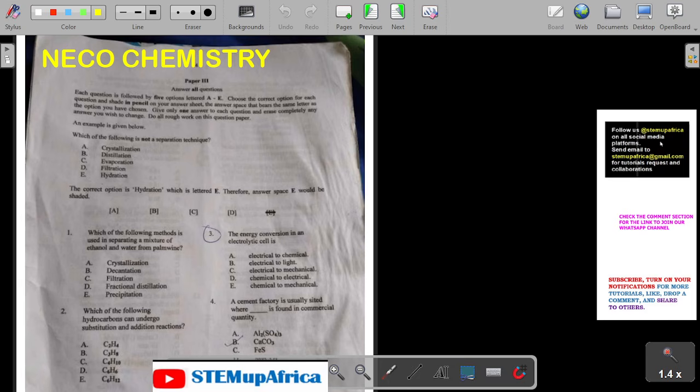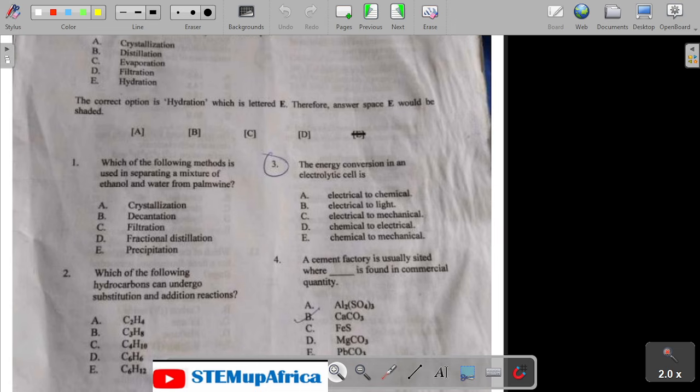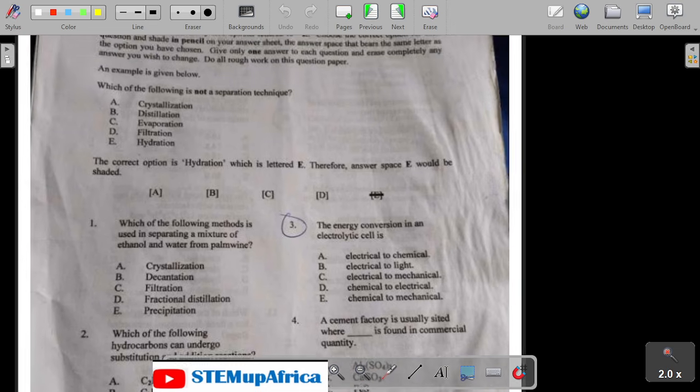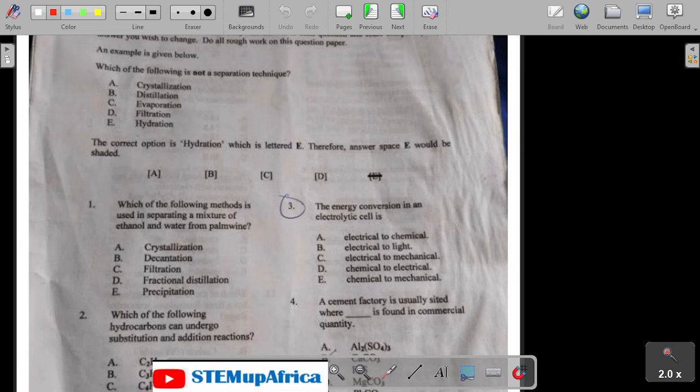So today we are looking at some questions in chemistry. Let's start with the objective before we move to the theoretical part. So here we have questions. Question 1: which of the following methods is used in separating ethanol and water?